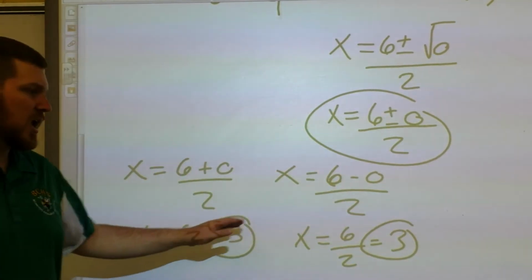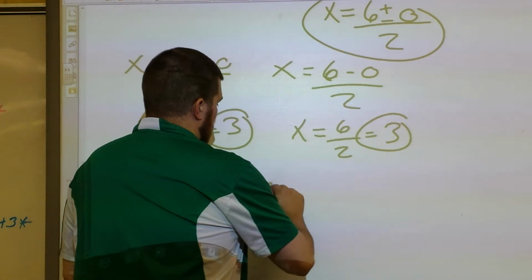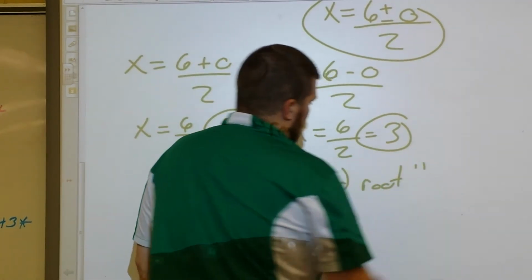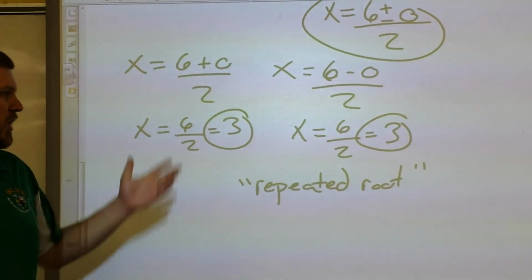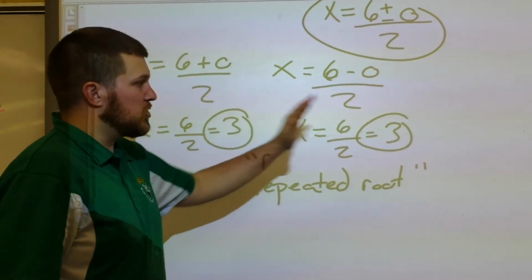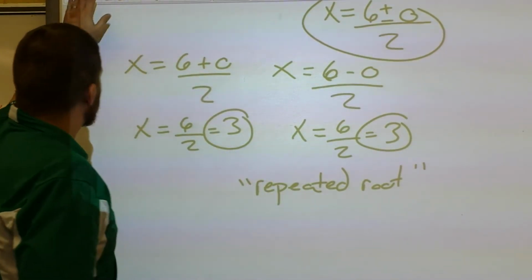Again, I have the same answer repeated, so this is called a repeated root. Again, root is just a fancy word for solution. And if I graph this, again, I'm only going to see one point of intersection, but algebraically, as we just saw from the quadratic formula, there's actually 2 answers. It's called a repeated root.